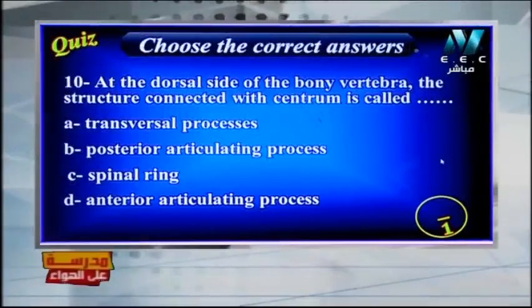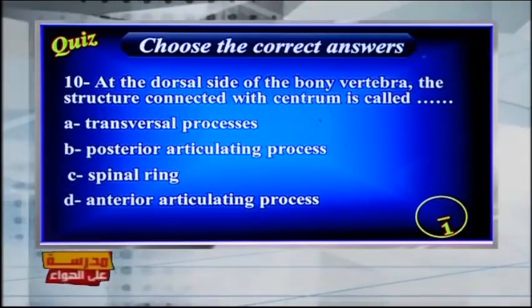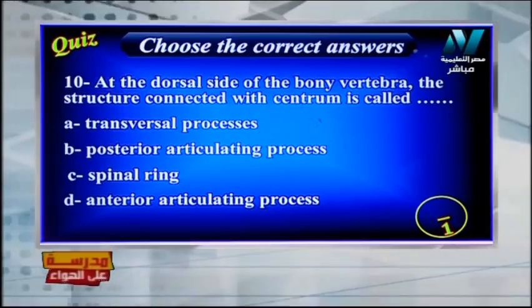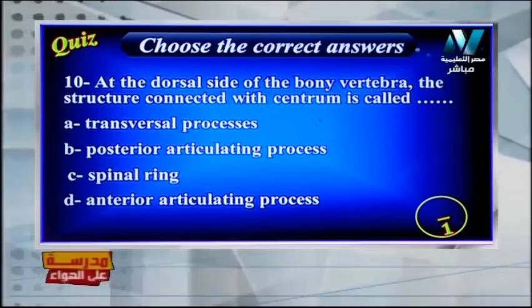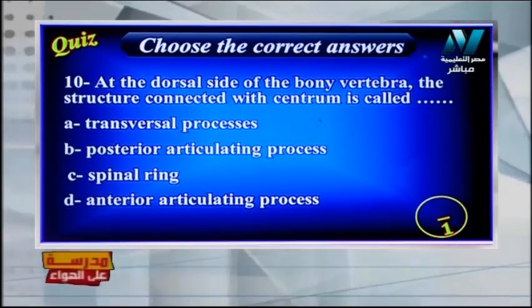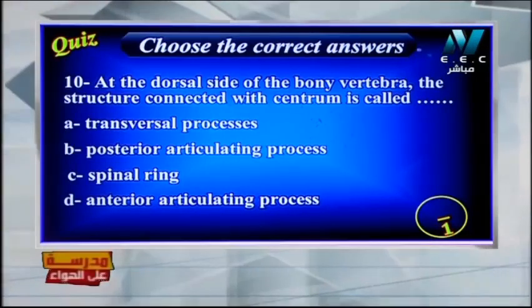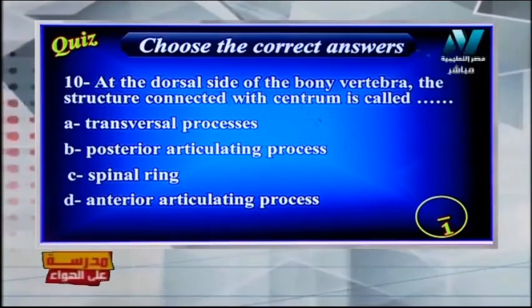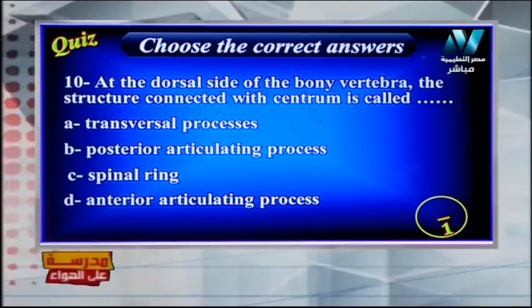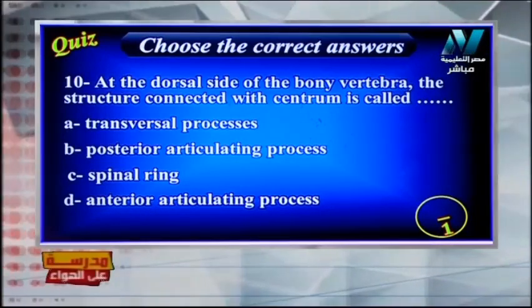question number 10. As the dorsal side of the bony vertebra, the structure connected with the centrum is called the ...: transverse process, posterior articulating process, the spinal ring, the anterior articulating process. مع حضرتك 10 ثواني تقول لي right answer.